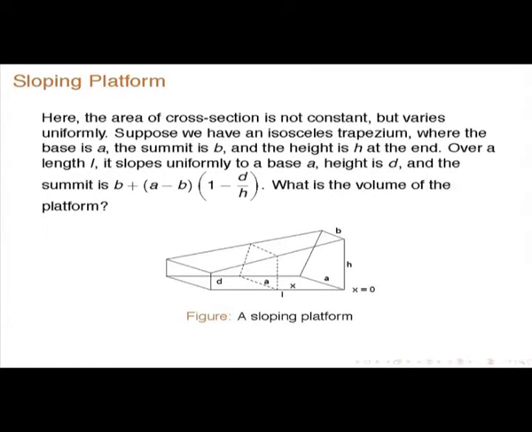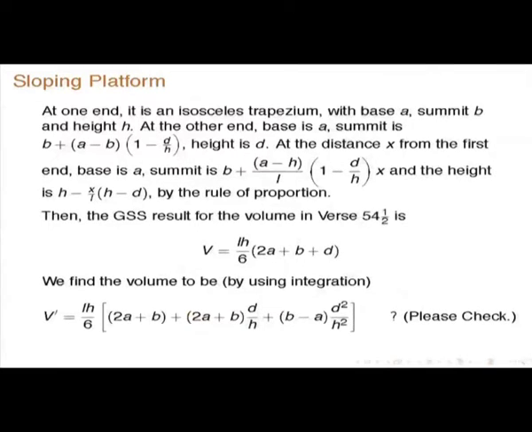The result it gives is, at one end it is an isosceles trapezium with base A, summit B, height H, and on the other side the base is A, the summit is B plus (A minus B) into (1 minus D by H). You see, proportionately this height has become D. So you can calculate that this summit will become B plus (A minus B) into (1 minus D by H), right.